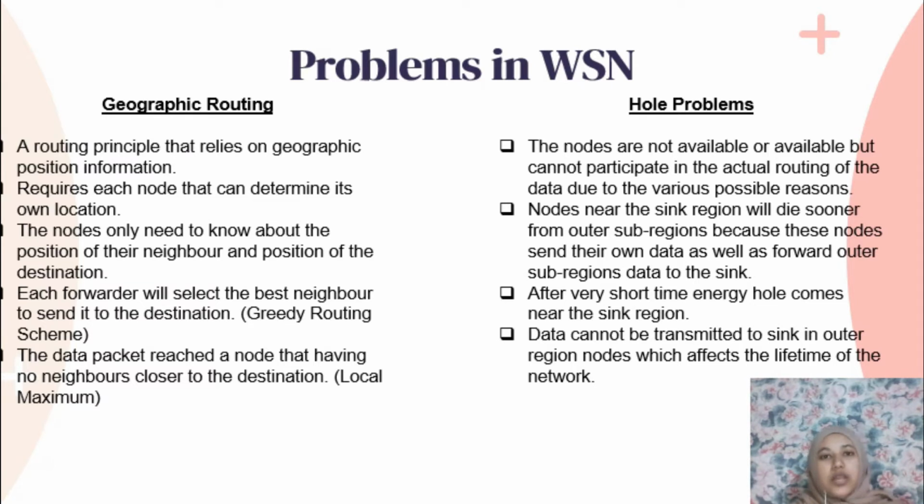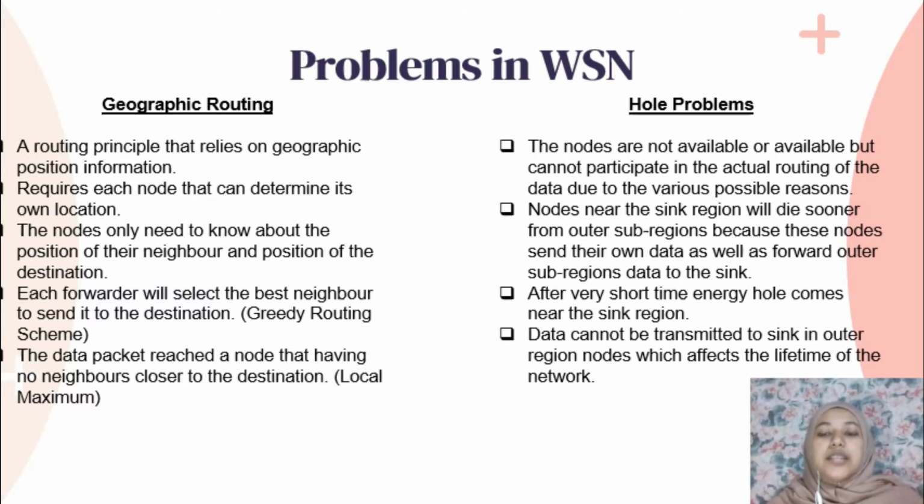Next are problems in wireless sensor networks. There are two problems. First is geographic routing. Geographic routing is a routing principle that relies on geographic position information. It requires that each node can determine its own location. The nodes only need to know the position of their neighbors and the position of the destination to send the data to the destination. Each forwarder will select the best neighbor to send it to the destination. This process is called the greedy routing scheme. But sometimes the data packet reaches a node that has no neighbors closer to the destination. This situation is called a local maximum.